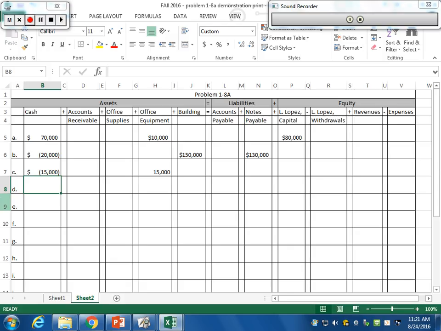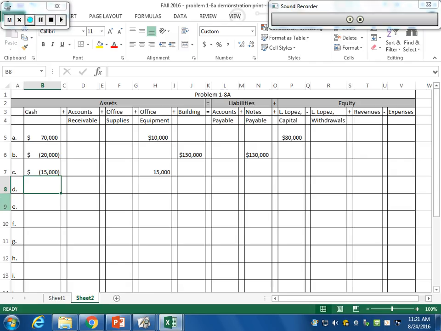Accounts payable is a temporary payable, meaning it must be paid within 12 months, short term. Anything that extends beyond 12 months is considered to be notes payable, or it could be called something else, loan payable, mortgage payable, those types of things.